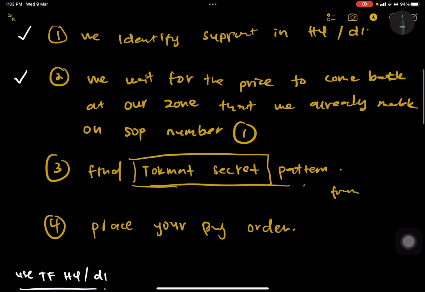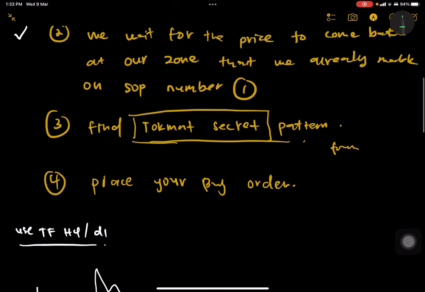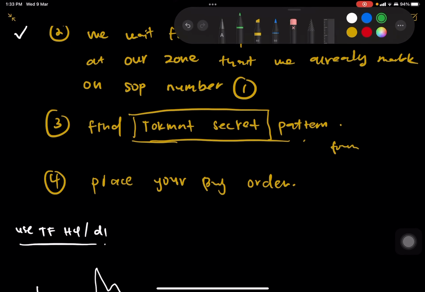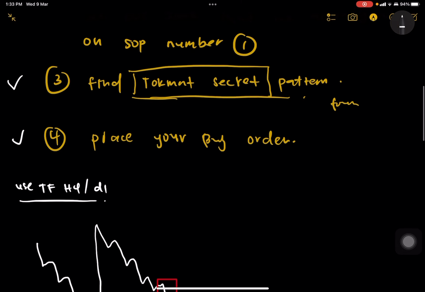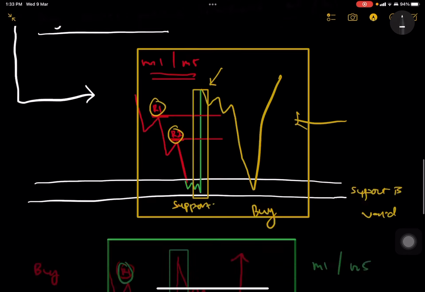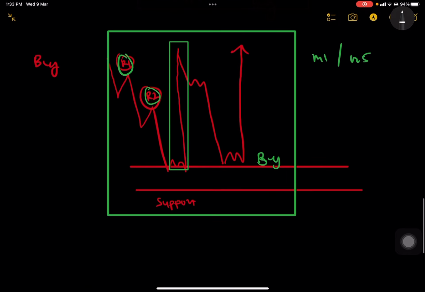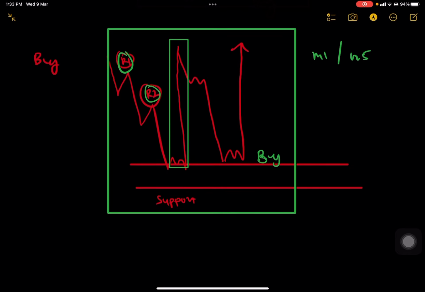So let's jump into SOP number 3. You find the secret pattern already and place your buy order. Okay, place your buy order at pullback. Here is your buy order at pullback.